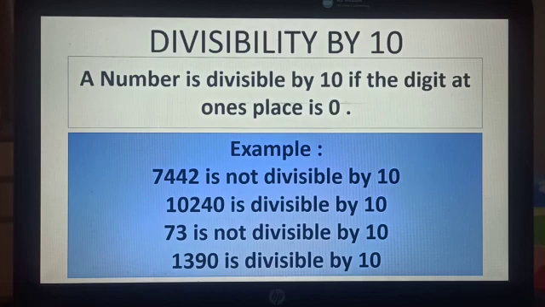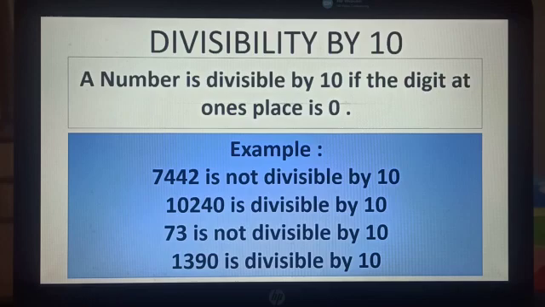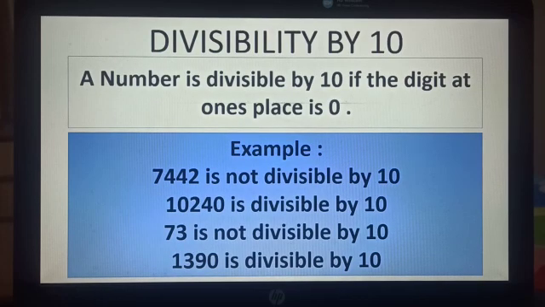Now in next example, 10240 is divisible by 10 because its ones place digit is 0. In next example, 73 is not divisible by 10 because its ones place digit is not 0. And next, 1390 is divisible by 10 because its ones place digit is 0.